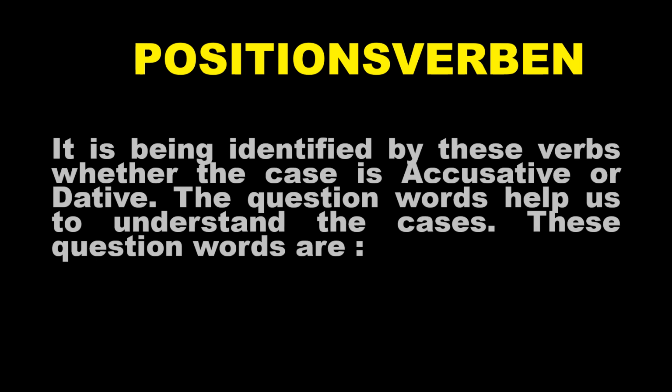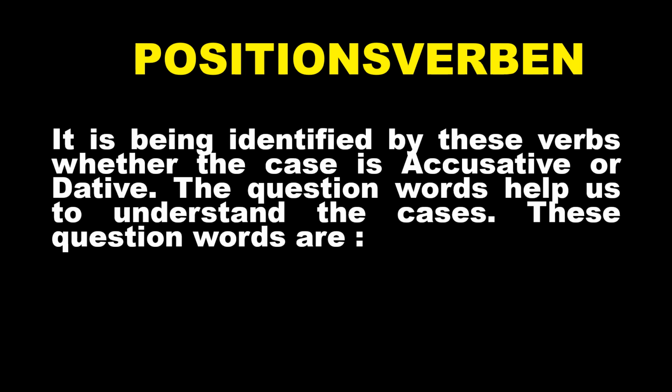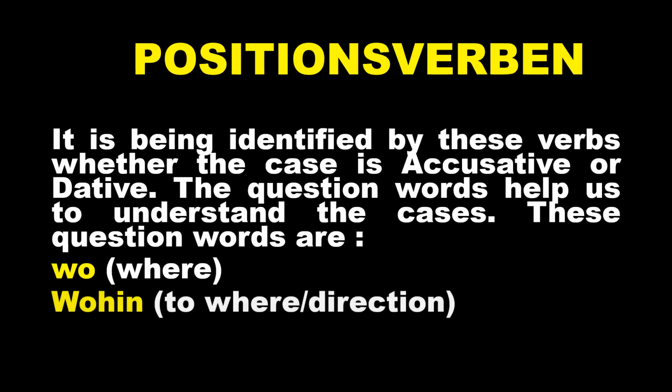Positionsverben. It is being identified by these verbs whether the case is accusative or dative. The question words help us to understand the cases. These question words are wo, which means in English where, wohin, to where. So the first question word is related to the position, the location of certain object. And the second word wohin, which is related to the direction, the movement.